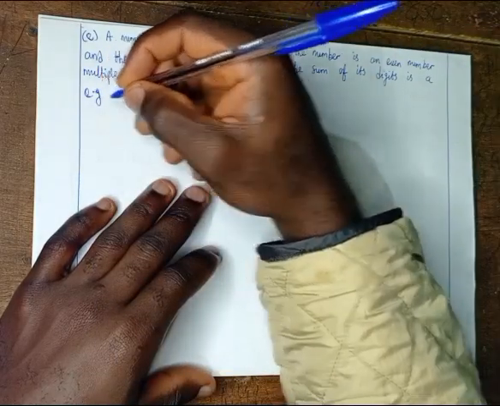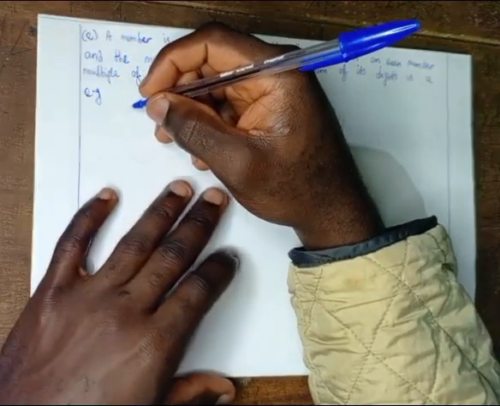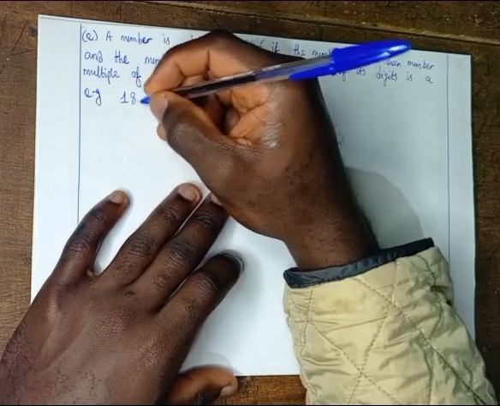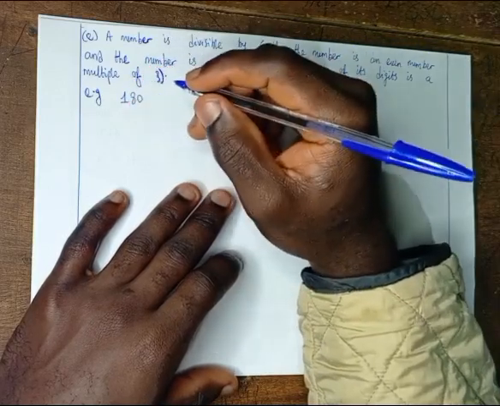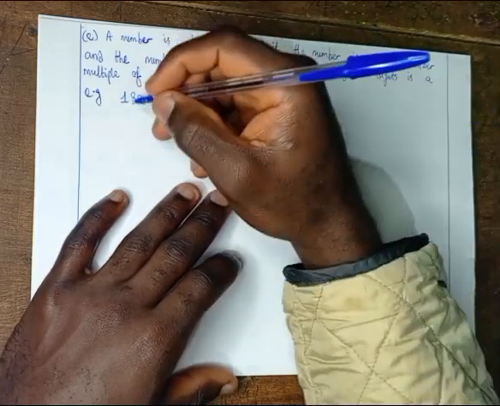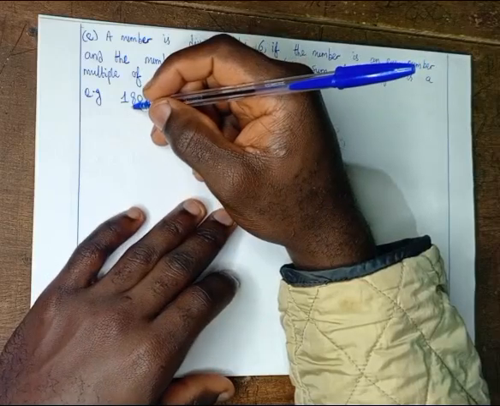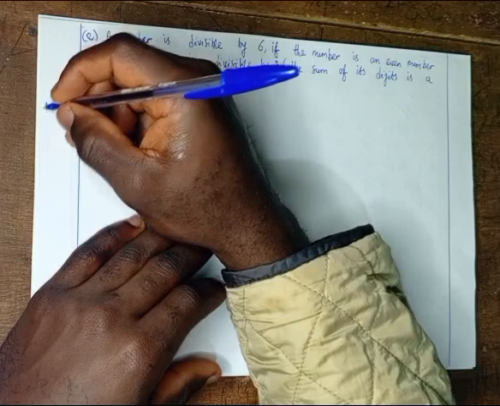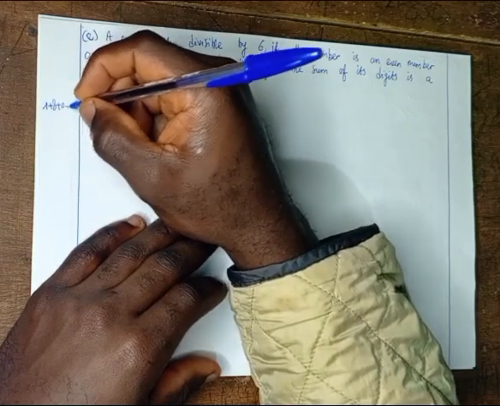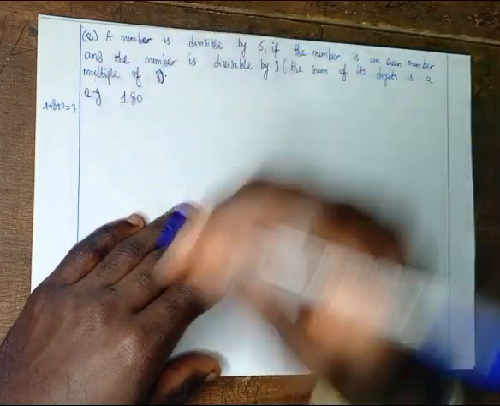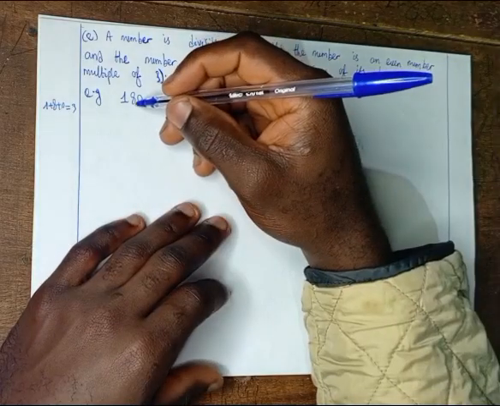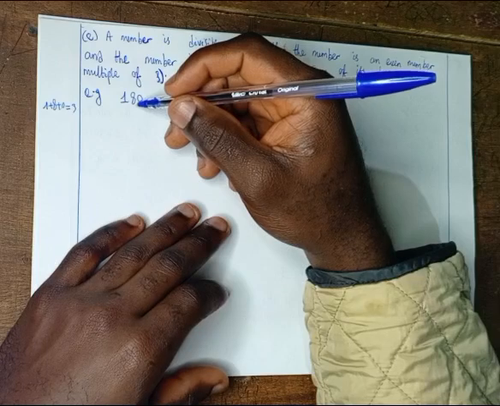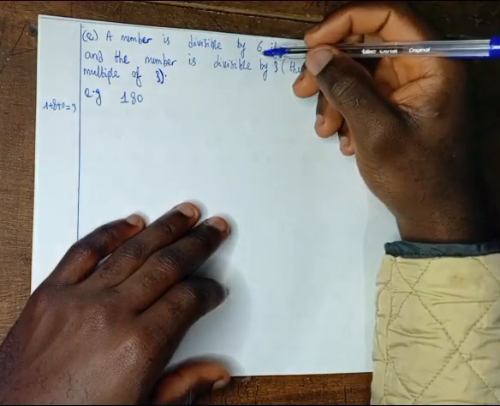For example, if you take 180, 180 is an even number. That means it is divisible by 2. Next, now we need to check if it is divisible by 3. If we sum the digits of this number, 1 plus 8 plus 0 gives us 9, which is a multiple of 3. That means 180 is divisible by 3. In this case, now we can conclude that 180 is divisible by 6.